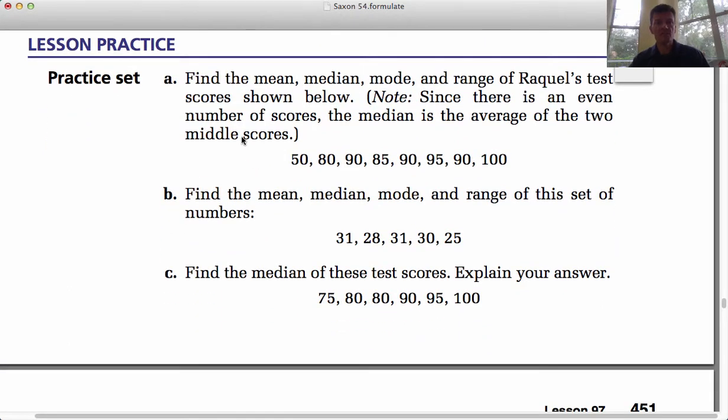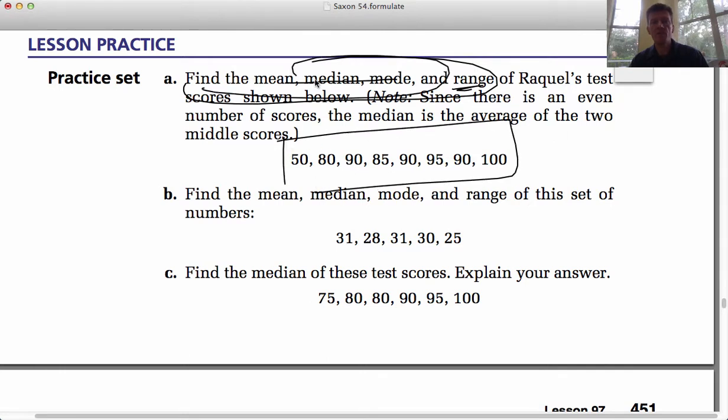So here's our practice. Find the mean, median, mode, and range. All of these. They're going to give you one set of numbers, and you're going to find all 4 of those values. Statistics is used everywhere. So this is a very practical mathematical skill that is applied in many fields.